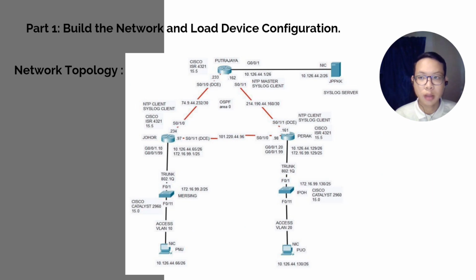For this practical exercise 2, we need to boot the network and load the device configuration. Here you can see the network topology that we have created. For this topology, we have 2 PCs, 2 switches, 3 routers, and 1 server.